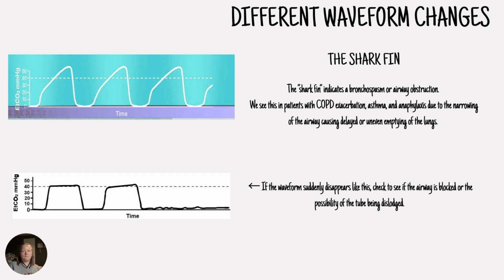A couple graphs here. When a patient has breathing problems, the waveform often changes. So we'll look at a couple. The shark fin. This could indicate bronchospasms or an airway obstruction. So in patients with COPD or asthma or anaphylaxis, the wave looks like a shark fin, as you see here, because the airways are tight. So prolonged gas mixing and slow exhalation causes that slanted shark fin-like slope in that first chart right there.